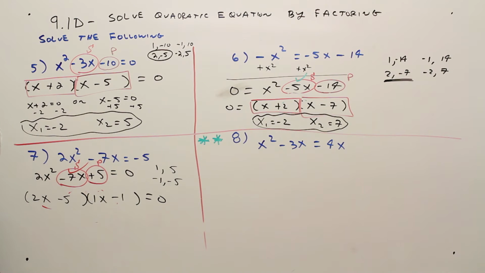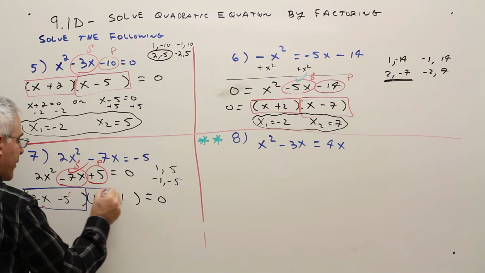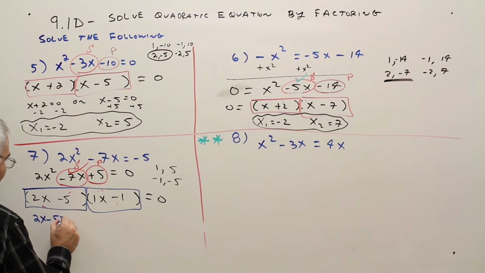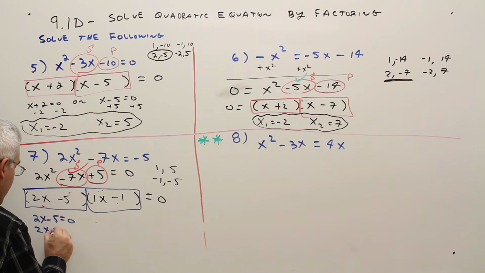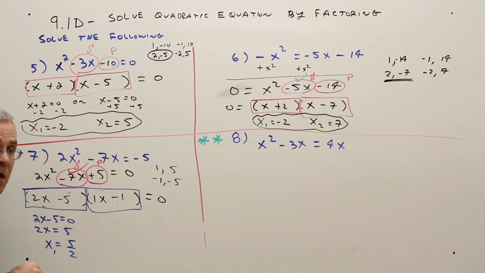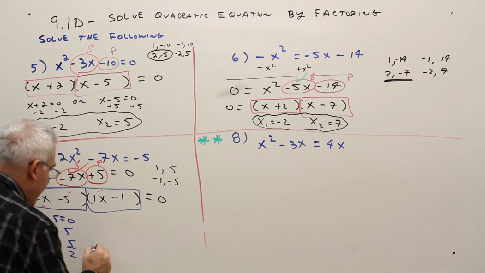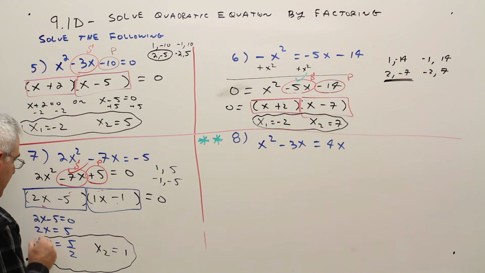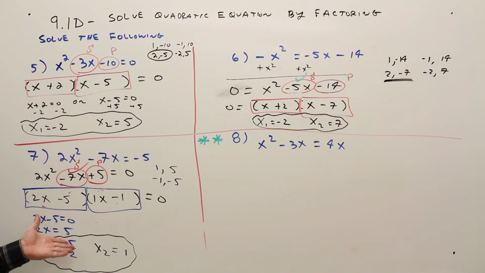Now what I'm going to do is set each factor, or each chunk, equal to 0. So I've got 2x minus 5 equals 0, 2x equals 5, or x equals 5 halves. I typically leave my answer in exact fractional form in proper fractions. If you want to go decimal, you can. Over here, x sub 2 just equals 1. So be prepared to get fractional answers, decimals, etc.